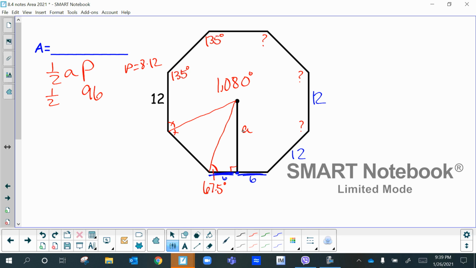So let's use tangent. So tangent of 67.5 degrees equals opposite over adjacent. I know the A might be confusing because it stands for adjacent, but our little a is standing for apothem. Okay, so we're actually going to have to deal with a decimal. So we're going to multiply 10 times tangent 67.5. So the apothem is about 14.485.